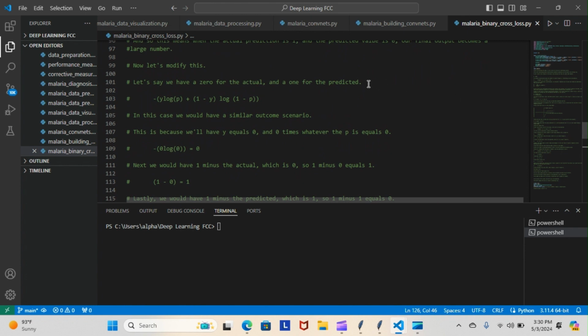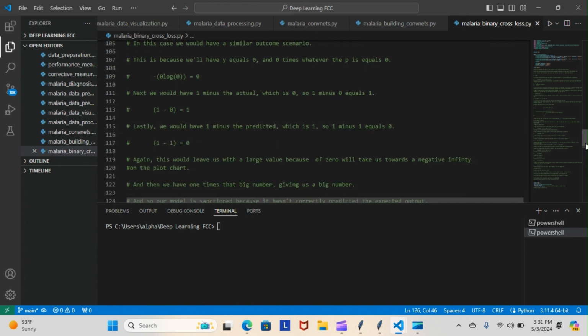Let's say we have a 0 for the actual and a 1 for the predicted. So this is our original equation with no values. Yesterday we had a 1 for the actual and a 0 for the predicted. For this example, we're going to have a 0 for the actual and a 1 for the predicted. So in this case, we will have a similar outcome to the scenario we had yesterday.